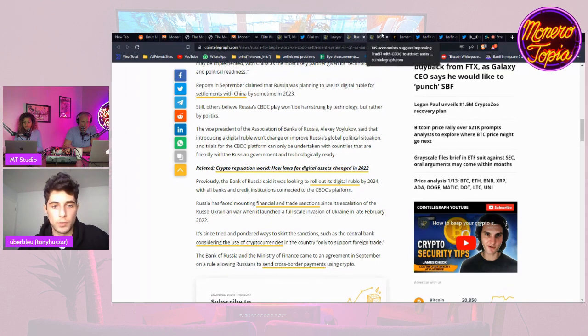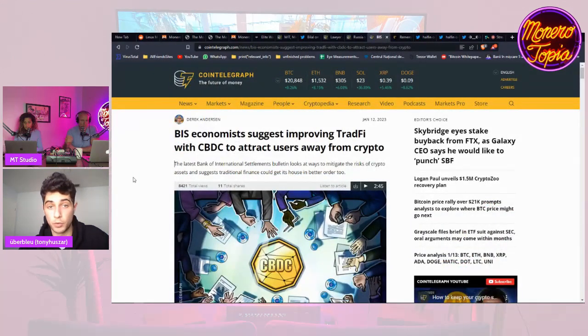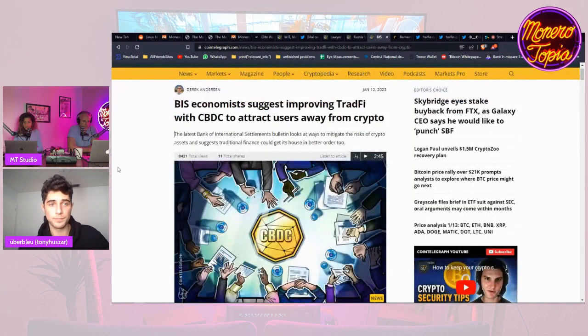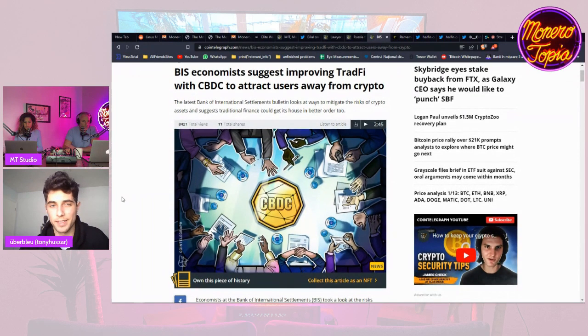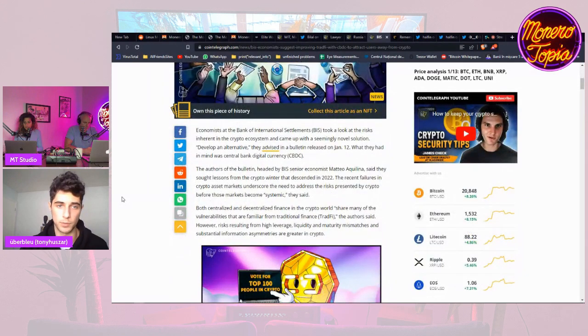Then let's go into the BIS economist who suggests improving TradFi with CBDC to attract users away from crypto. There are many risks involved with crypto, as we all know, and economists are suggesting that they need to make TradFi better in order to sway people away from crypto and get them into CBDC. And it says they want to develop an alternative. What they had in mind was the CBDC.